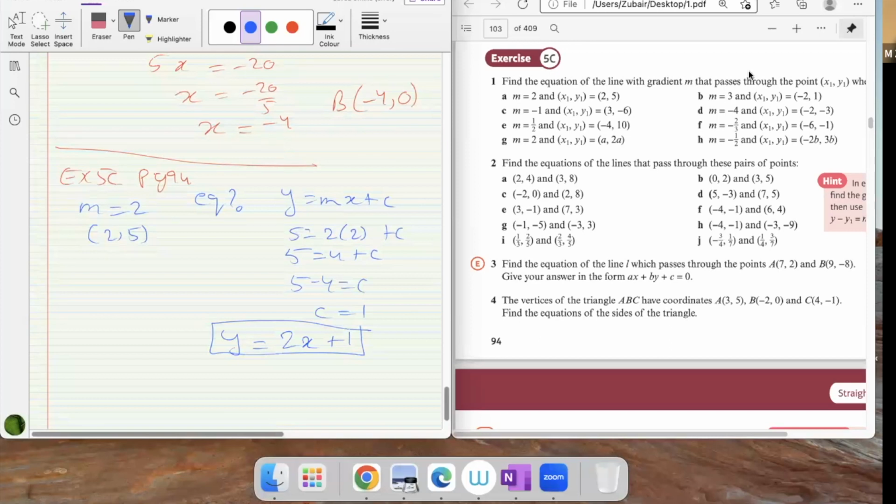Any confusion in this part? No, I don't have any confusion.